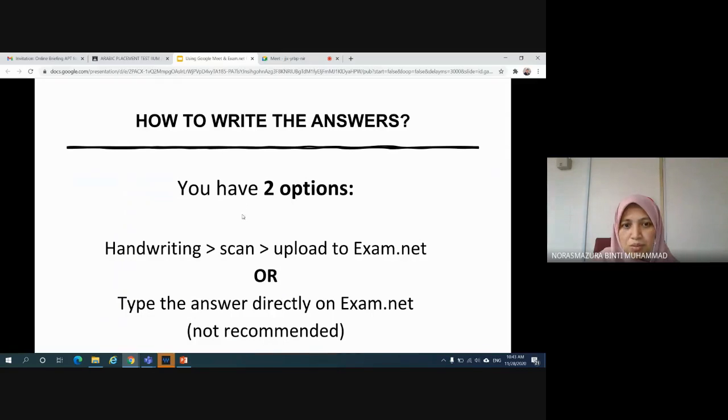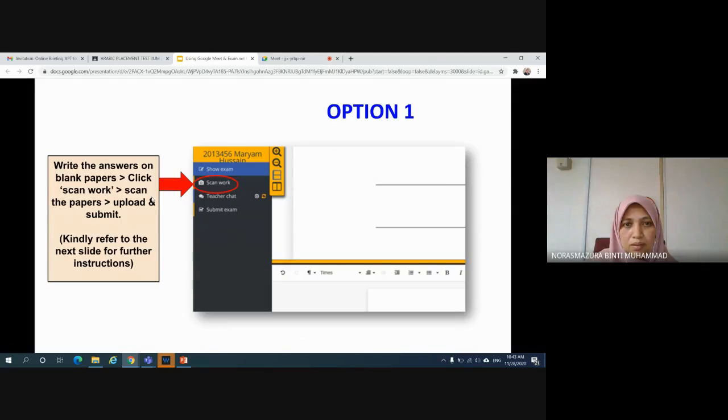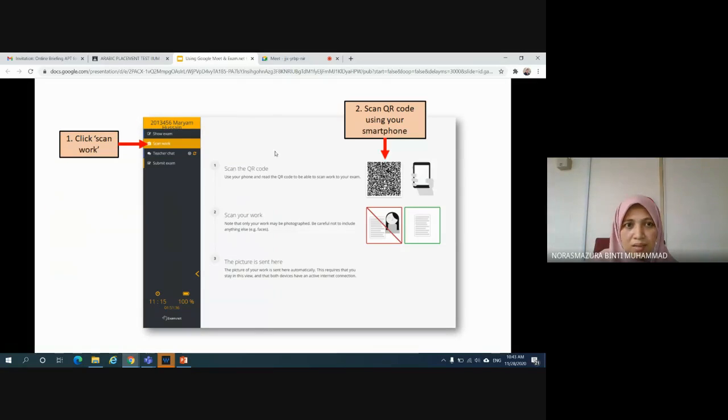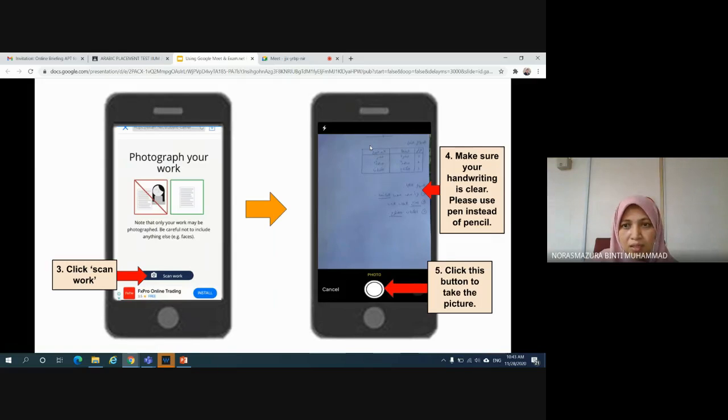We recommend this option. Handwriting means you write the answer on blank paper, then scan and upload. For option one, you must scan your work, and then scan the QR code using your smartphone. Scan your work like this.